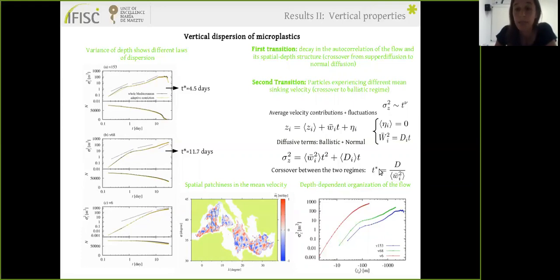And finally, we find that this time agrees with what we obtain, because here in the first simulation or scenario, for the fastest sinking velocities, we find that this crossover takes place around this value of 4.5 days. And for fast but not so fast sinking velocities, we find that this crossover takes place around 11 or 12 days. So it is around here. So it agrees with what we obtain from the numerical results.